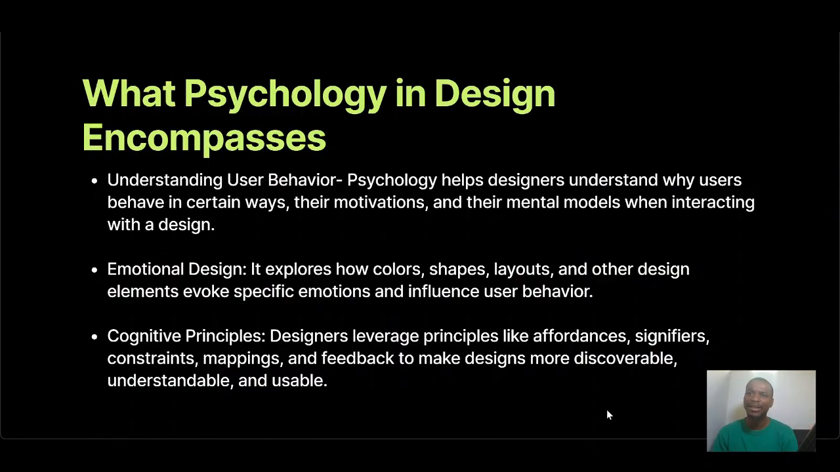Number two is emotional design. It explores how color, shapes, layout, and other design elements evoke specific emotions and influence behavior. Let's give a practical example. Color red. Red is used for destructive, danger, caution. So when psychology is in place, you now understand that if I want to create a destructive button, I should use red. Red passes the message more than using another color.